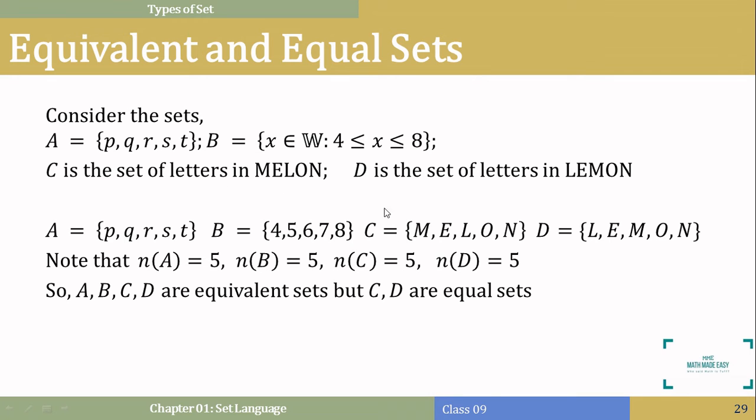C is M, E, L, O, N, the set of all letters in melon, and D is the set of all letters in lemon. Note that all these sets A, B, C, D have the same cardinality, that is 5, but A and B are equivalent sets, while C and D are equal sets, since C and D have the same elements L, E, M, O, N. I think you better get this.